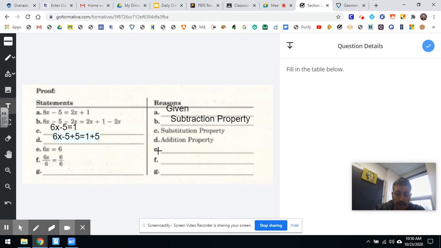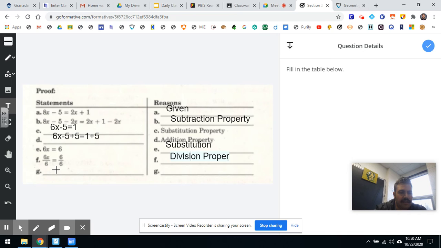Then using substitution, which again, the pattern is every time you do a property, you do substitution. So then using substitution, instead of writing 1 plus 5, we're going to write 6. And instead of writing 6x minus 5 plus 5, we're just going to write 6x. Then, which property says I can divide both sides by 6 and it stays equal? Well, that's the division property. I spelled division wrong. Okay, division property.